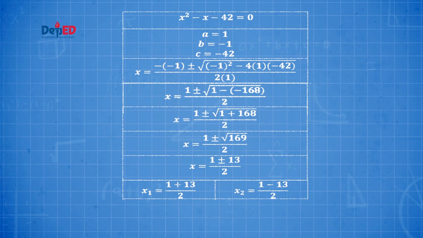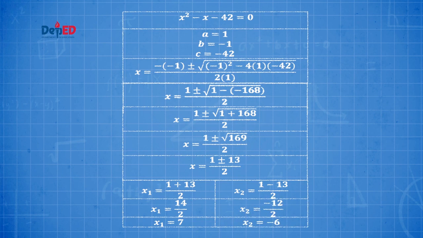Then, we find the value of x. X sub 1 equals 14 divided by 2, and hence, one of the roots of the equation is 7. X sub 2 equals negative 12 divided by 2, and therefore, the other root is negative 6. And we're done. We have just solved for the value of x. We see that the roots of the equation are not equal either, but they are also rational.